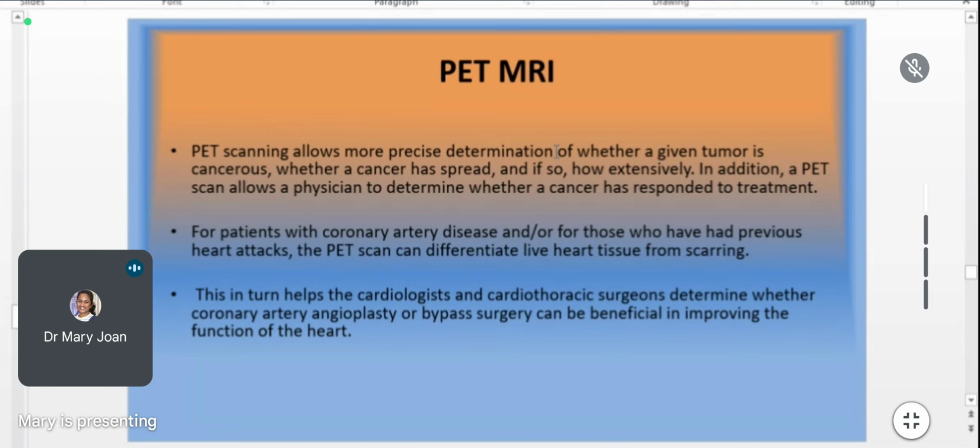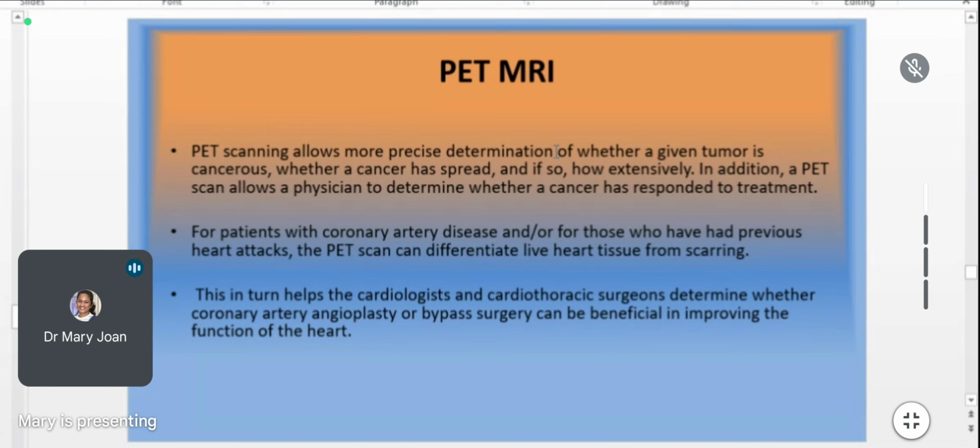For patients with coronary artery disease and/or for those who have had previous heart attacks, the PET scan can differentiate live heart tissue from scarring. So the scar tissue will not have any blood supply to it. So the isotope will not go there. So you will see it as a blank space on the image. Where there is blood supply, there will be the presence of the radio tracer. You will be able to pick that up.